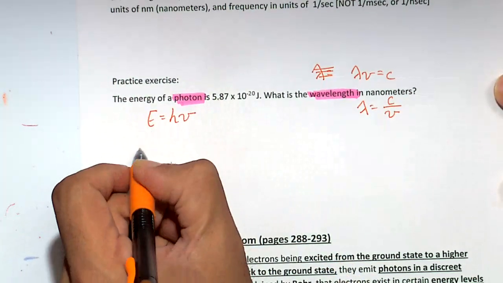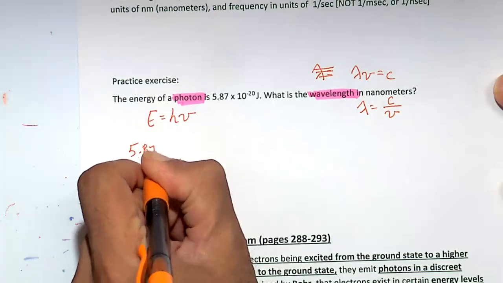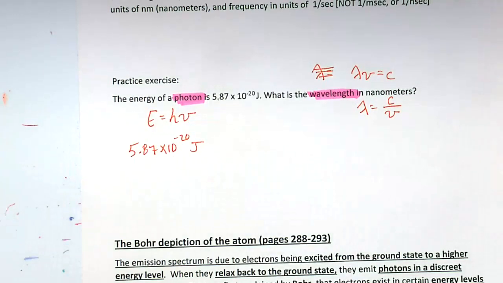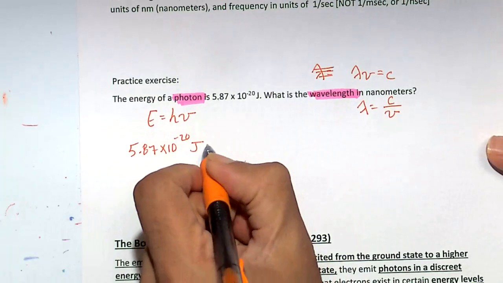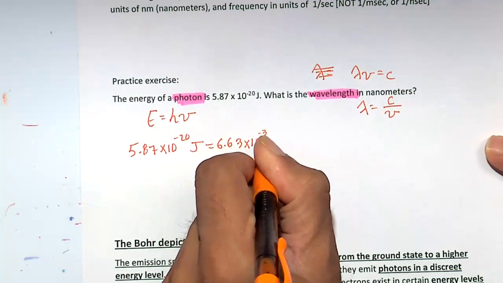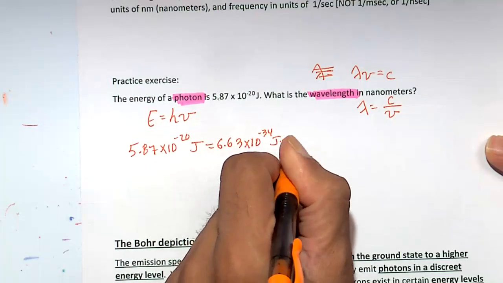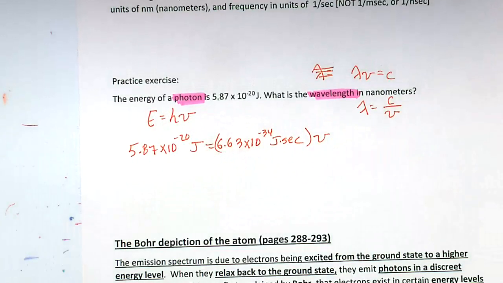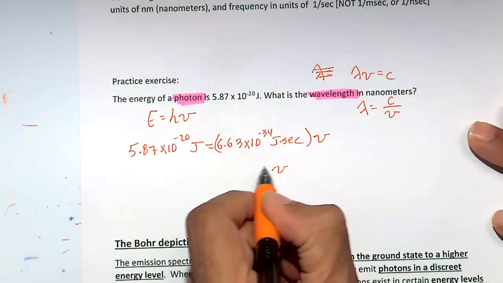The energy here is 5.87 times 10 to the minus 20 joules. Planck's constant is 6.63 times 10 to the minus 34 joule seconds. That's h, and I'll definitely give that to you on the test. So we're going to solve for the frequency now.